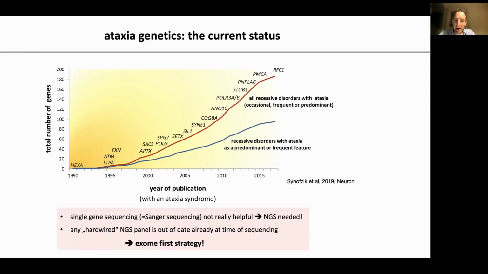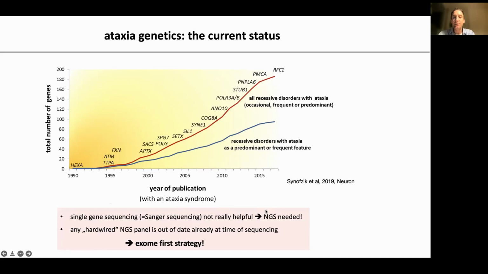And given this high number of different ataxia genes, I think the first lesson to learn is that single gene sequencing, what has been done by Sanger sequencing, Andrea will explain what this means, is not really helpful anymore. We would not even start by doing one gene, because as you can see here, you can do this endlessly. You can do this for 200 genes, you will never get it done.